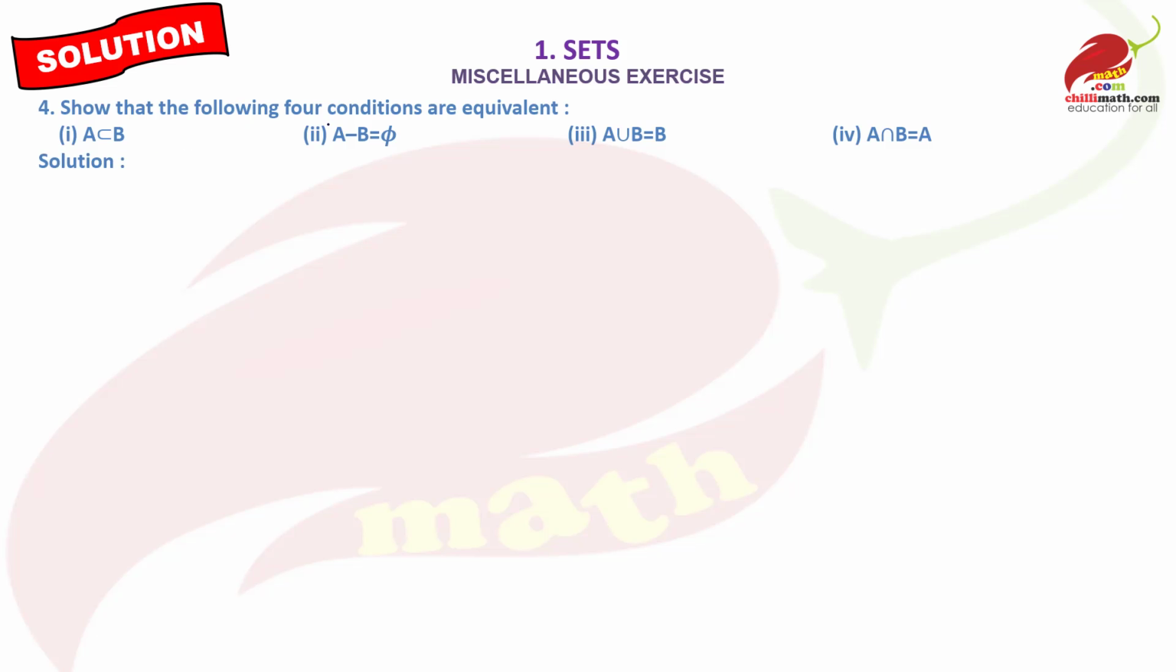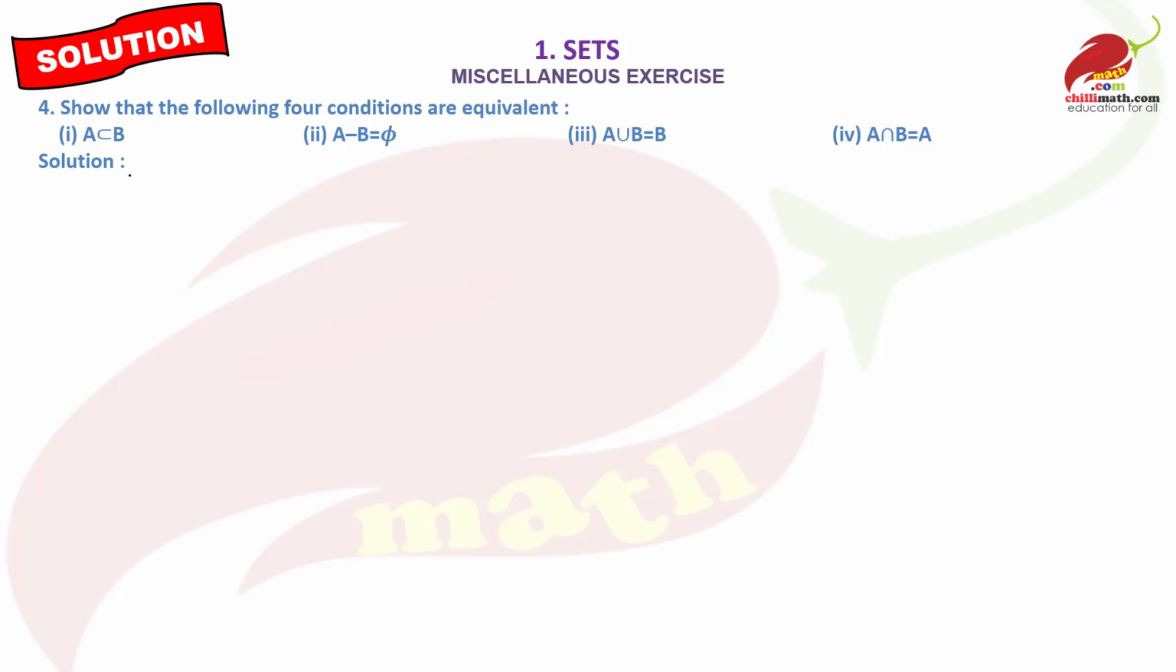Fourth question is, show that the following 4 conditions are equivalent. First is A is a subset of B. Second is A minus B is phi. Third is A union B is equal to B. Fourth is A intersection B is equal to A. So what we are going to do in this sum is show that first is equivalent to second, then first is equivalent to third, and first is equivalent to fourth. So by this we can say that all 4 are equivalent to each other.